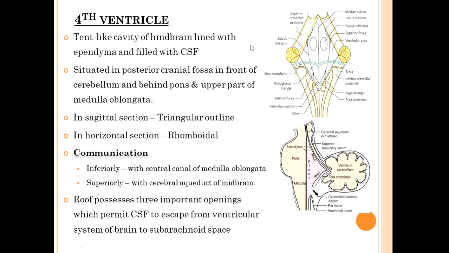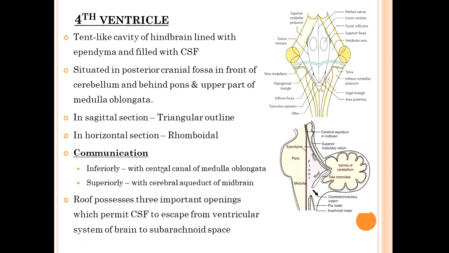Now the fourth ventricle. So fourth ventricle is tent-like. Can you see this tent-like here? So it is a tent-like cavity of hindbrain lined with ependyma and filled with CSF. Okay. Now it is situated in the posterior cranial fossa and in front of, this is cerebellum. So it is lying in front of cerebellum and behind pons and upper part of medulla. In sagittal section, okay, this is sagittal section, so it is triangular in outline, and in horizontal section it is rhomboidal in shape.